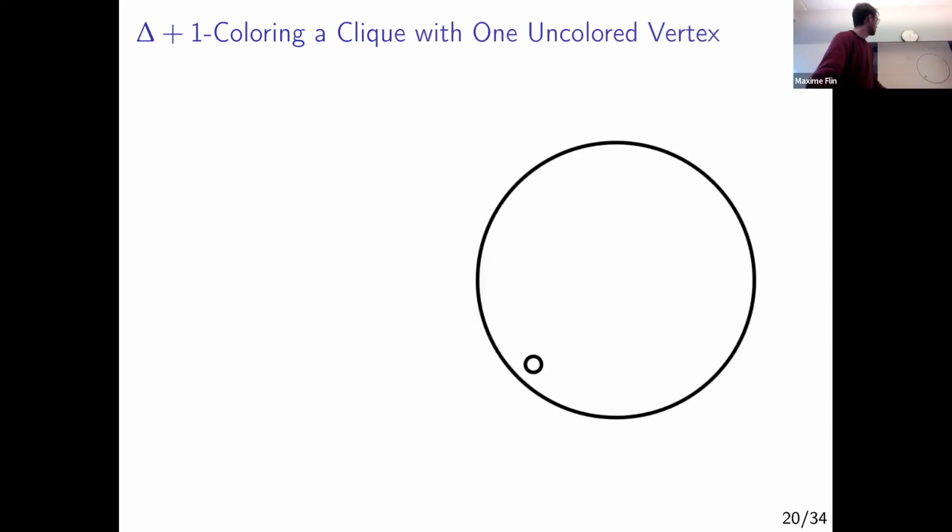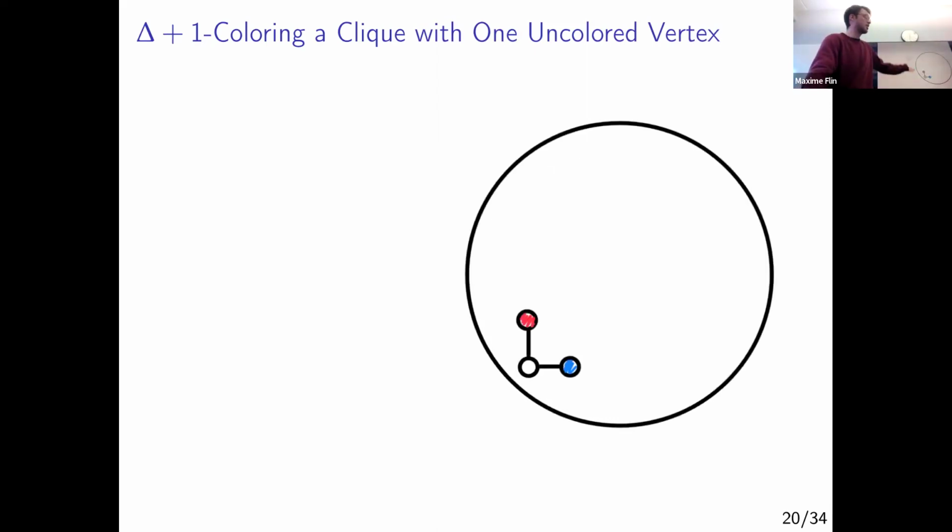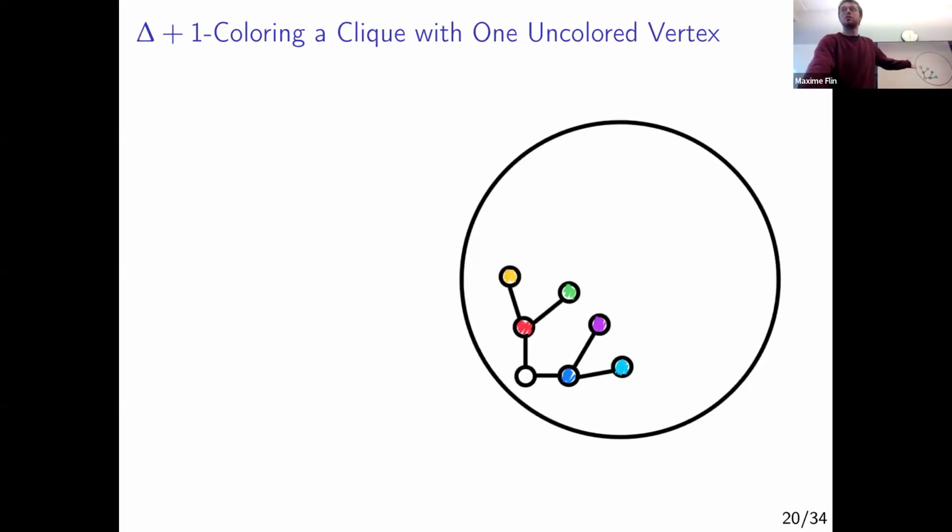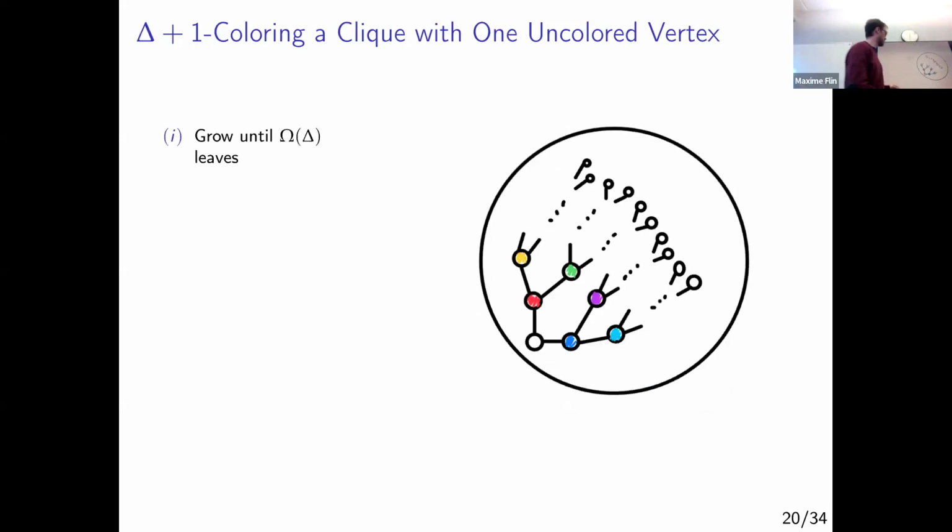Yeah. So again, let's take one uncolored vertex, and instead of sampling one color, you can sample two colors, right? Again, the colors are going to be used. And those vertices now sample two colors. And so you can see that we grow for log delta rounds, and we're going to grow a tree that has roughly delta leaves, right? Because it's a binary tree. So it's expanding very fast.